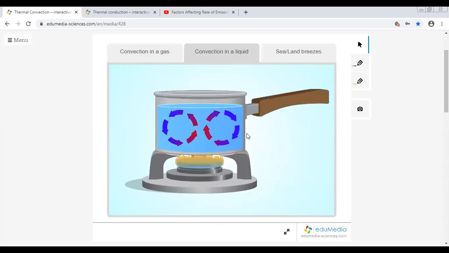In liquids also, see this container of liquid, how the hot current goes up as its density decreases, and the cold current replaces it as its density is more. And this will help to circulate the convection currents throughout the liquid. Return back to our slides.